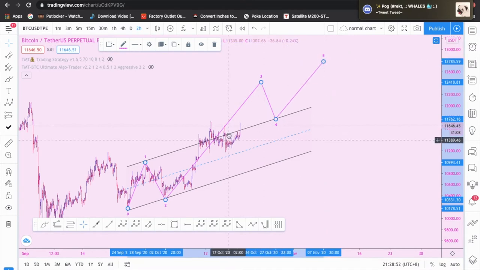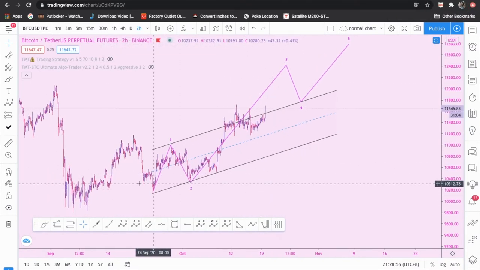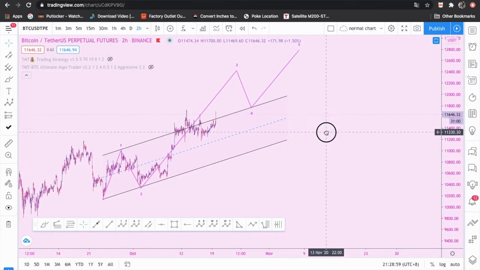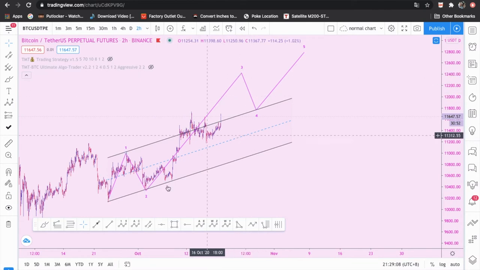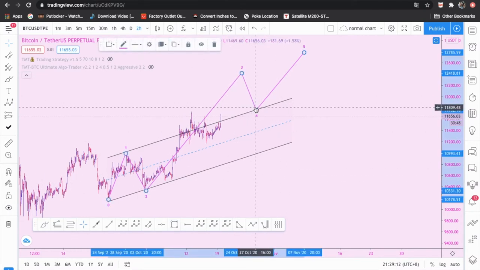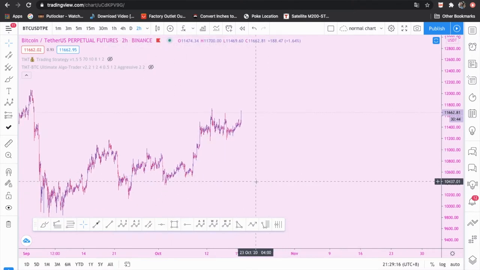It could be that this whole structure was a one wave and then this is a third wave up. Well, it absolutely could be. But what I'm saying is I don't want to think about whether this is the third wave of the third or whatever. I'm gonna focus on this right now.